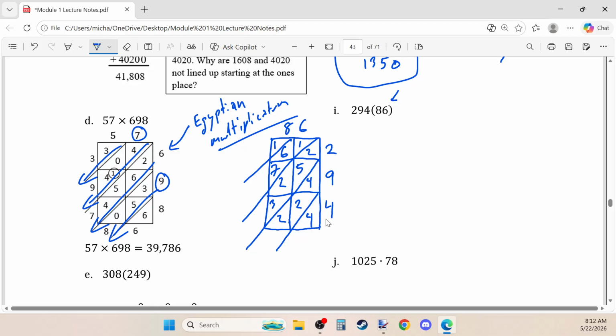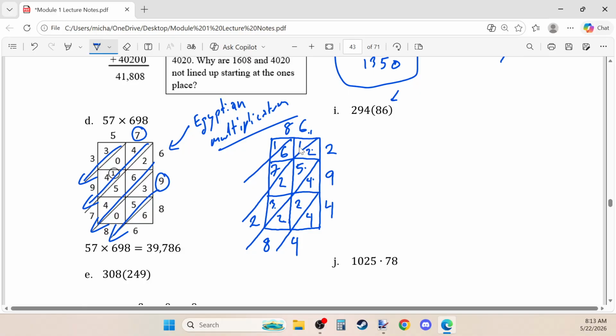Once I do this, I add up all the diagonals. So this is just a 4. There's nothing in its diagonal. I have a 4 plus a 2 plus a 2. That's an 8. And a 2 plus a 5 is a 7. 7 plus 3 is 10. 10 plus 2 is 12. So I take a 2 there, and I write a 1 up here for my 12.